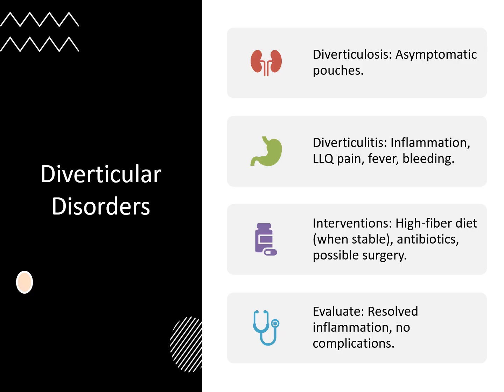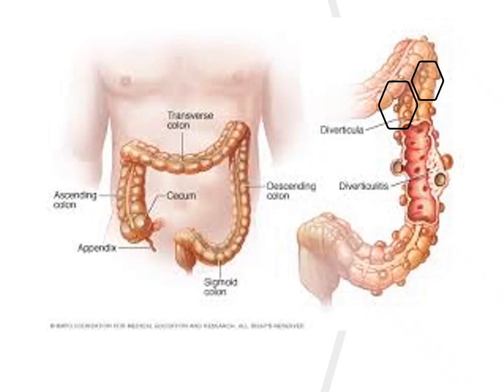Diverticular disorders. Diverticulosis is asymptomatic, little pouches inside the intestine. Diverticulitis: inflammation, left lower quadrant pain, fever, bleeding. This is where food particles get stuck in those little pouches. Interventions: high fiber diet when stable, antibiotics, and maybe surgery. Evaluation: resolved inflammation, no complications. That's what it looks like, the little pouches.